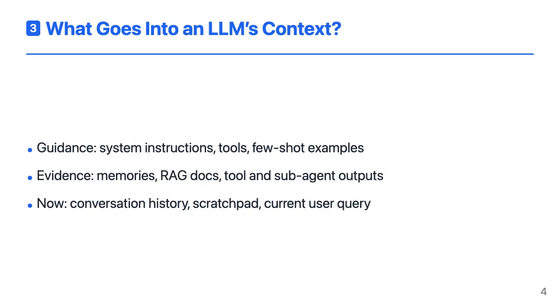Think of the context as a carefully packed suitcase. First, you add guidance: system instructions that define the agent's persona and constraints, tool definitions it can call, and a few examples to shape its reasoning. Then you add evidence: long-term memories, retrieved documents, tool outputs and results from sub-agents. Finally, you ground it in the present with the recent conversation history, any working scratchpad state, and the user's latest question. Context engineering is the discipline of deciding which of these pieces to include on every turn.